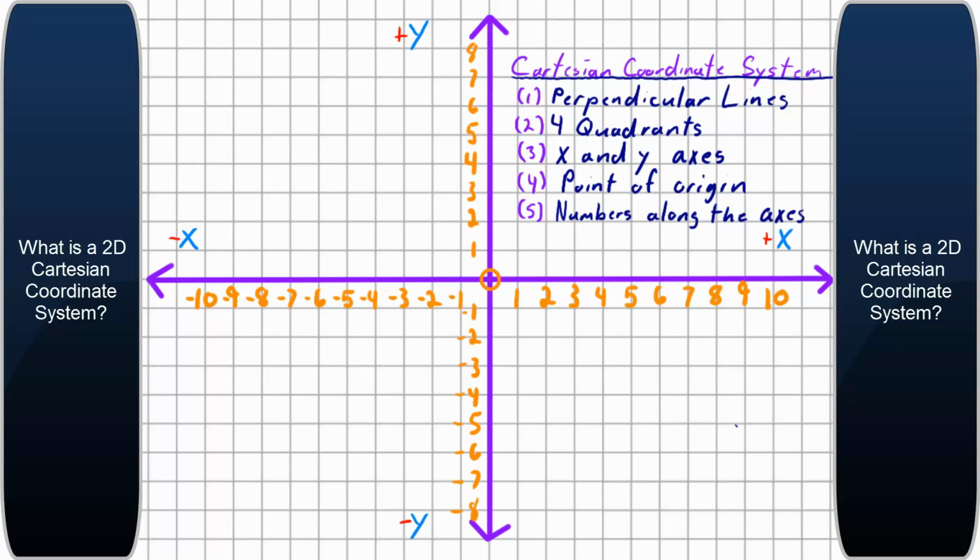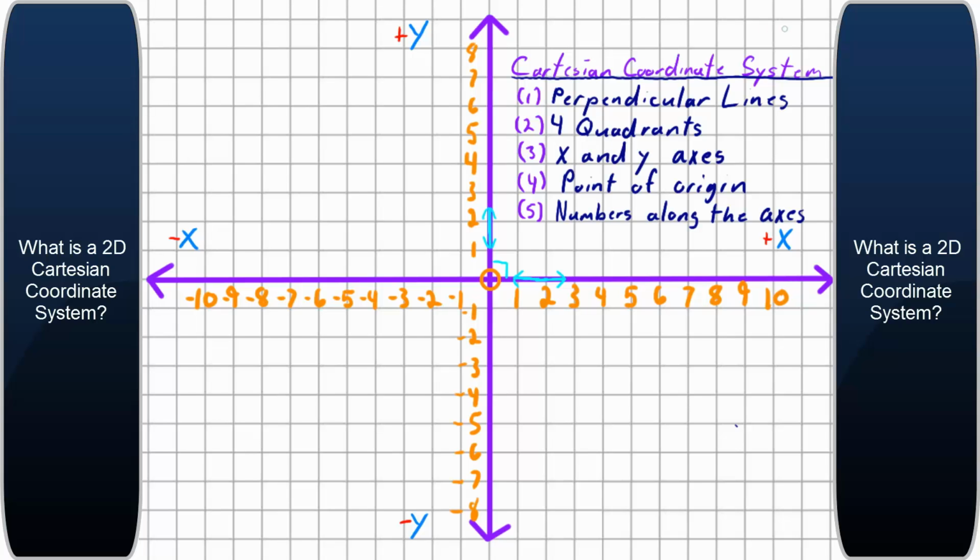Okay, let's look at a couple of the attributes we have here. First, let's look at the perpendicular lines, which are these purple lines right here. These are perpendicular because these lines are right angles to each other. They create a right angle, like you can see right there.